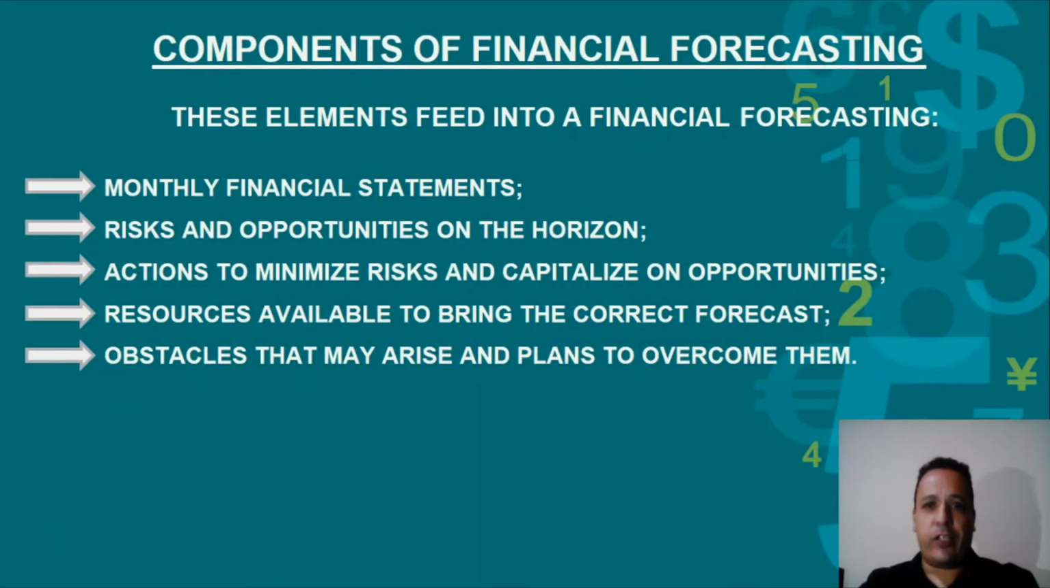Components of financial forecasting. These elements feed into a financial forecast: monthly financial statements, risk and opportunities on the horizon, actions to minimize risks and capitalize on opportunities, resources available to bring the correct forecast, and obstacles that may arise and plans to overcome them.